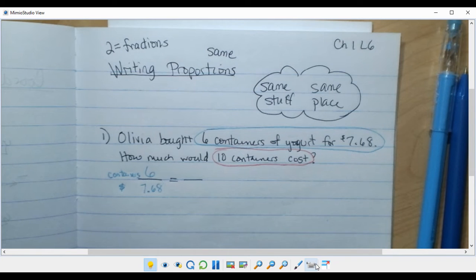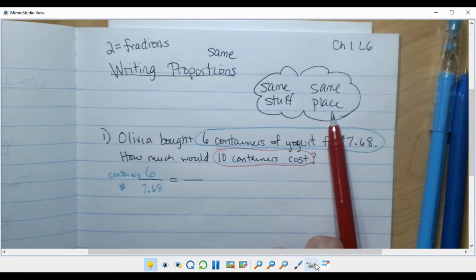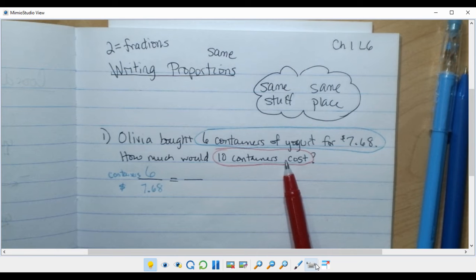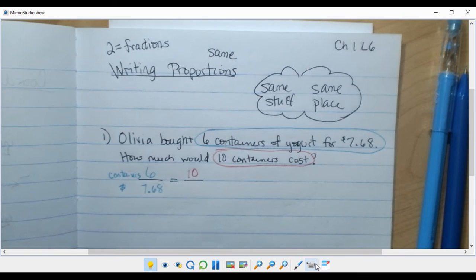Now, when I get to the red pen information, the second set that I've circled, the containers goes on the top. So like we said, same stuff, same place. Which one of these numbers, the 10 or the variable, is the containers? It's the 10, right? So since containers goes on the top, my 10 will also go on the top. Now, the cost, we don't know. So pick a letter.